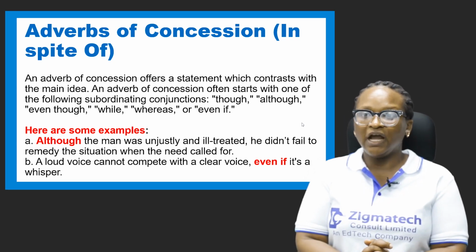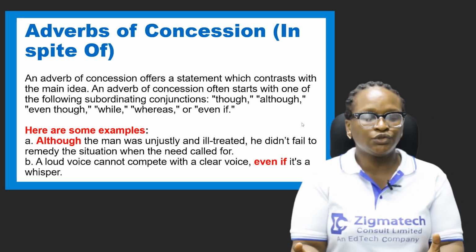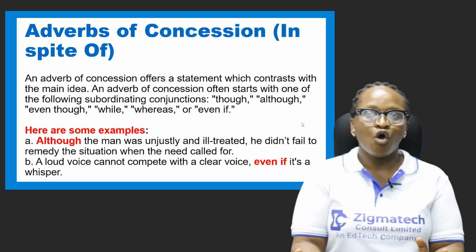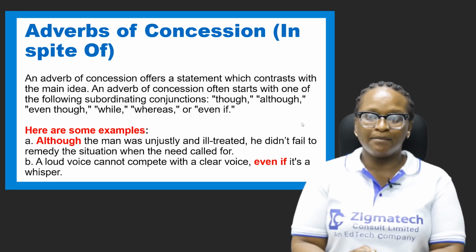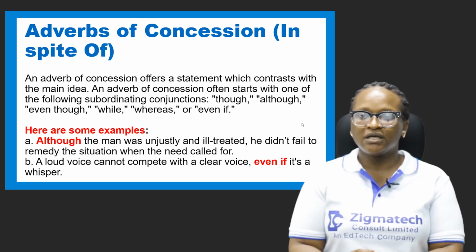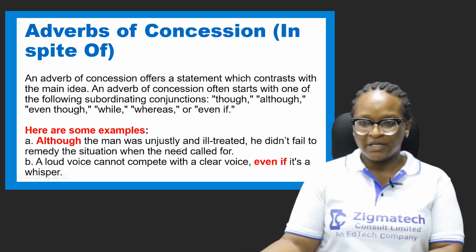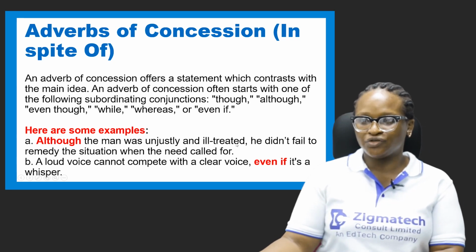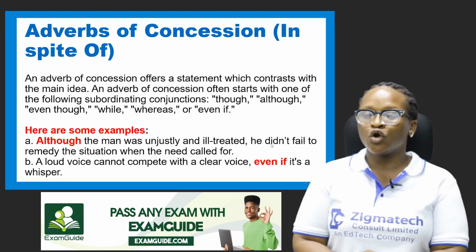All right, so an adverb of concession often starts with one of the following subordinating conjunctions: though, although, even though, while, whereas, or even if. So we have some examples. Here are some examples. Although the man was unjustly ill-treated, he didn't fail to remedy the situation when the need called for. Sorry, that "and" shouldn't be there.